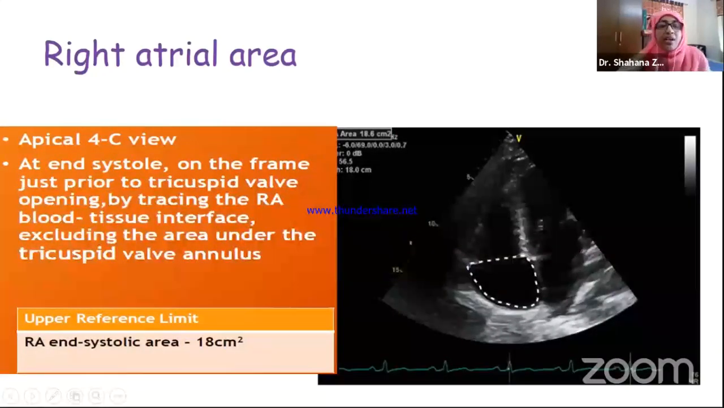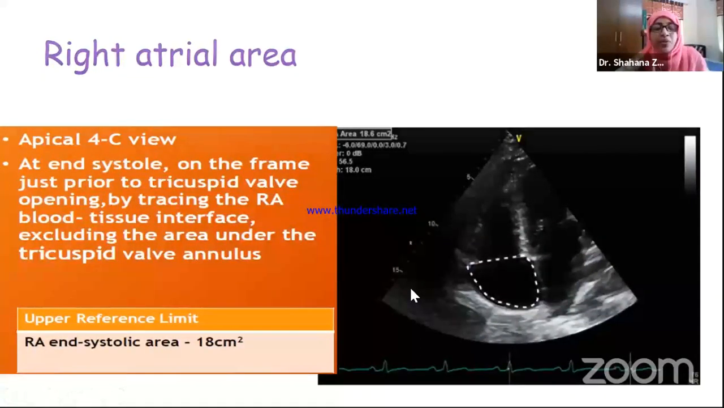Right atrial area: here we also measure this in the apical four-chamber view at end systole, just prior to tricuspid valve opening, by tracing the RA blood-tissue interface, excluding the area under the tricuspid annulus. And the upper reference limit is about 18 square centimeters.